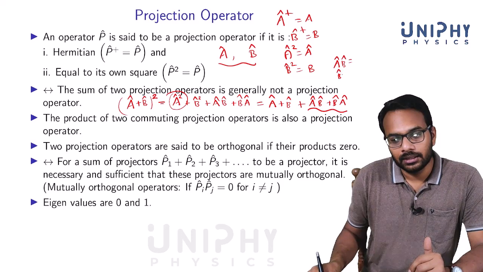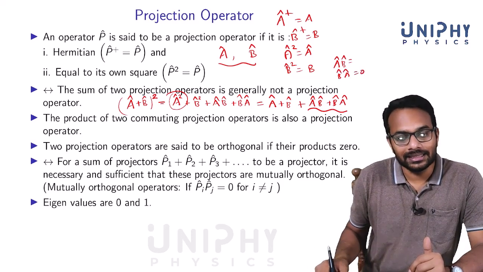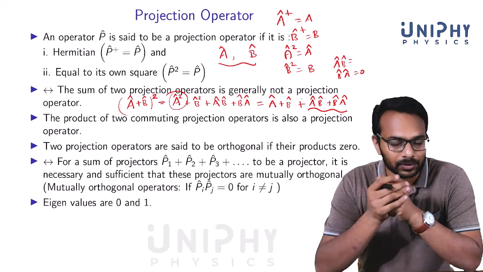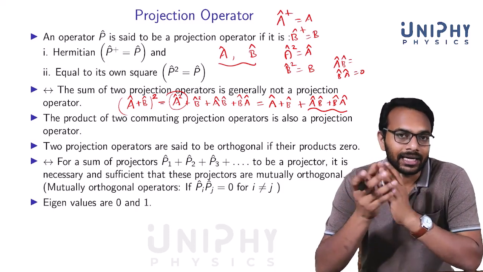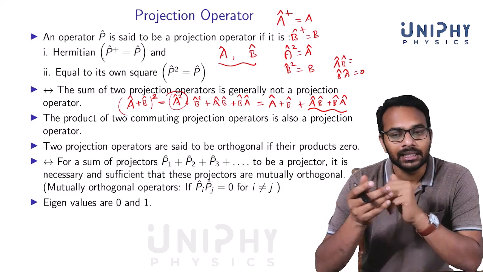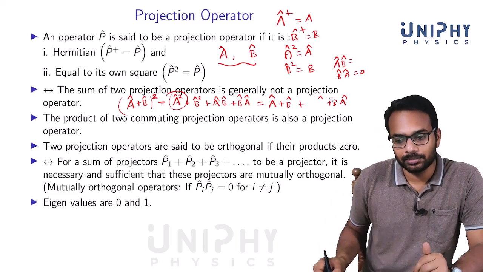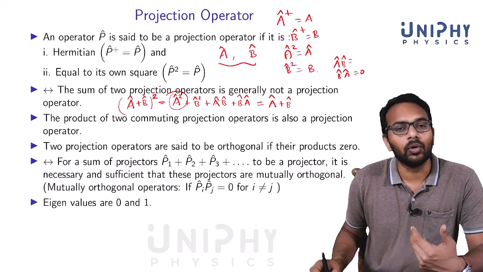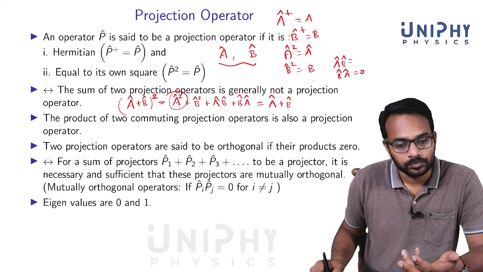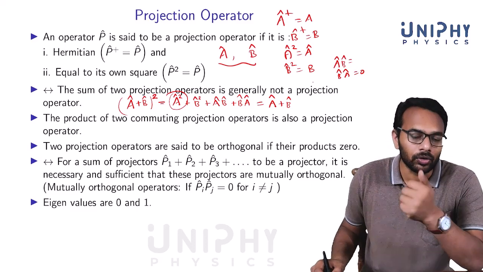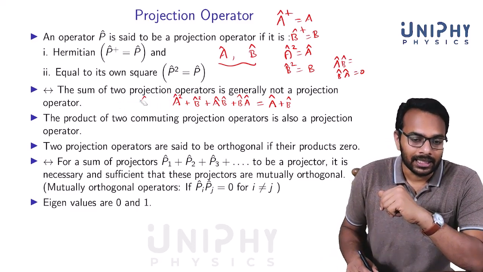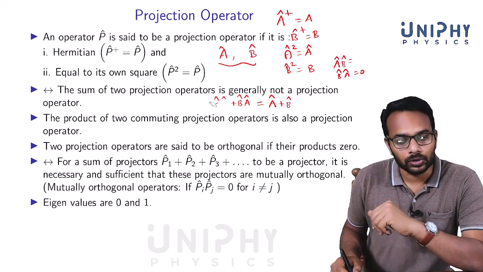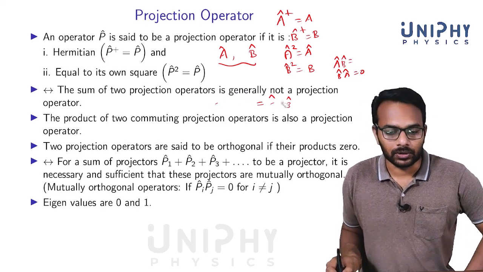Now what happens if AB and BA are 0? In this case, this is a projection operator. So there's a special case where the sum can be a projection operator, but generally, if A and B are projection operators, A plus B is not a projection operator. If the product of two operators is 0, we say that the operators are mutually orthogonal. So we can say that the sum of two projection operators is also a projection operator if they are mutually orthogonal.